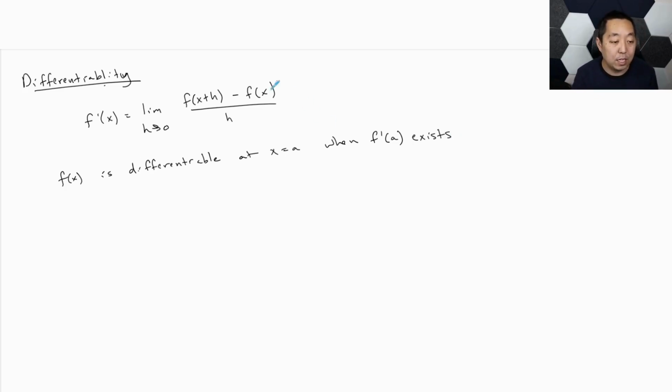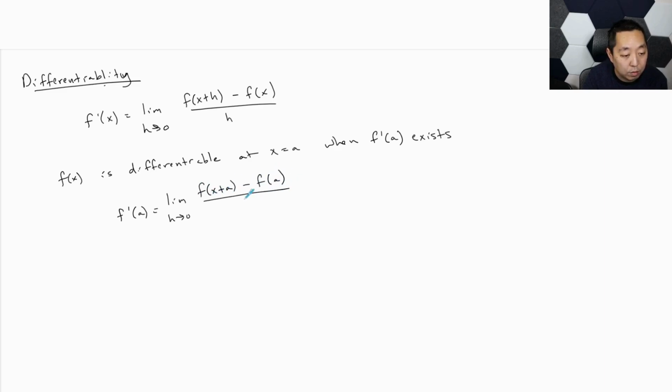So this is a limit here. Let's plug in a instead of x. f prime of a is the limit as h goes to 0 of f of a plus h minus f of a, over h. One criterion that has to be met in order to be differentiable is that the function has to be continuous.